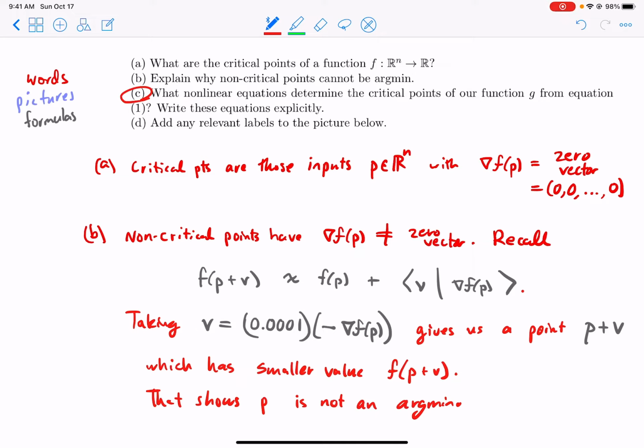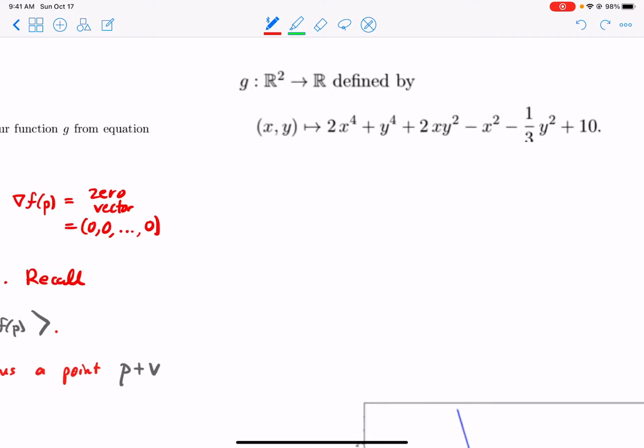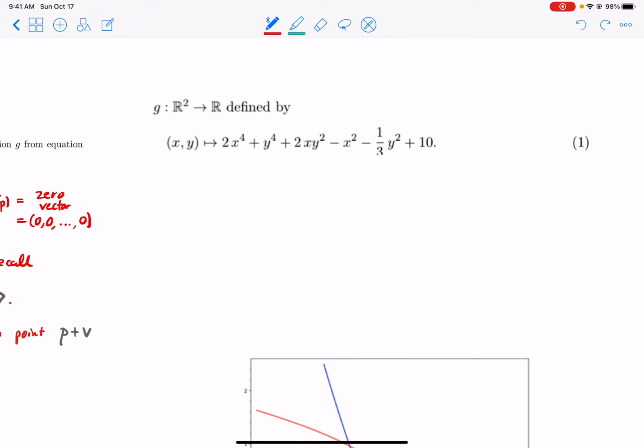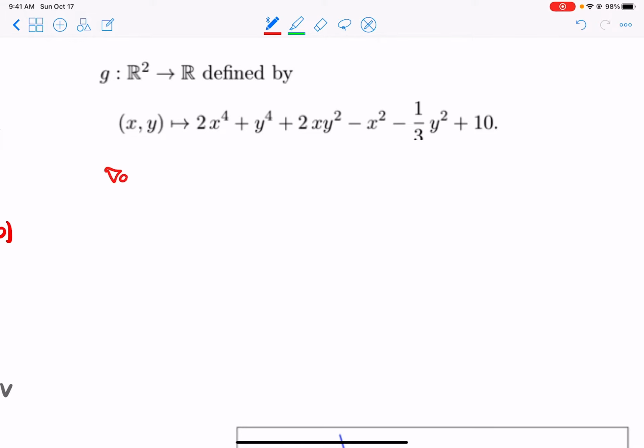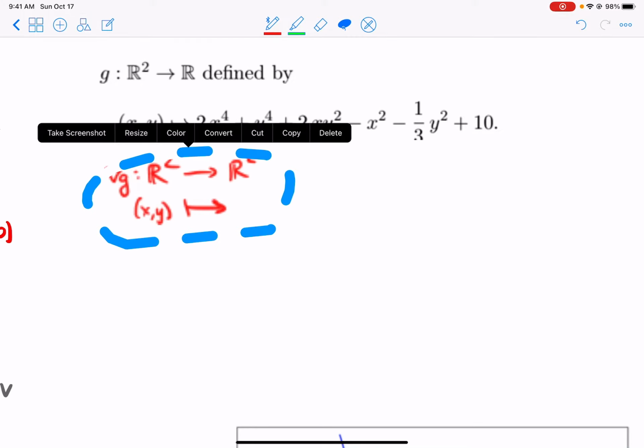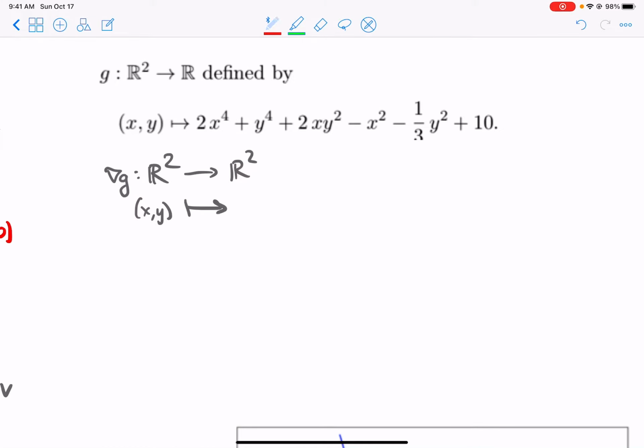Okay, part C. What nonlinear equations determine the critical points of our function g from equation 1? Write these equations explicitly. So here's the function g. It's equation labeled 1. And so what's grad g? Well, grad g is a map from R2 to R2, taking xy to the point. In fact, this is all a formula, right? Well, to what point? The partial derivative with respect to x, and then the partial derivative with respect to y. And so let's do the partial with respect to x first.